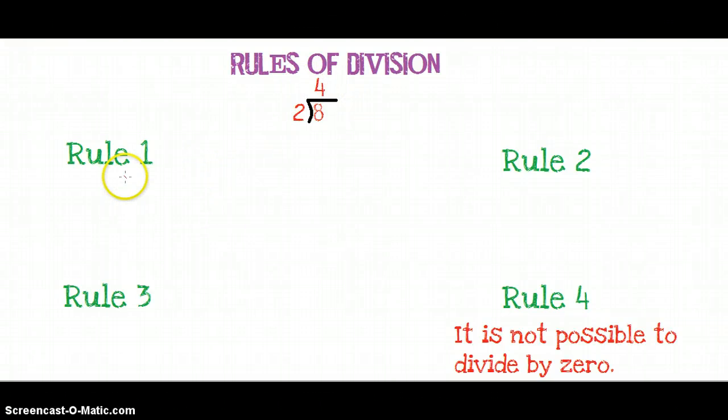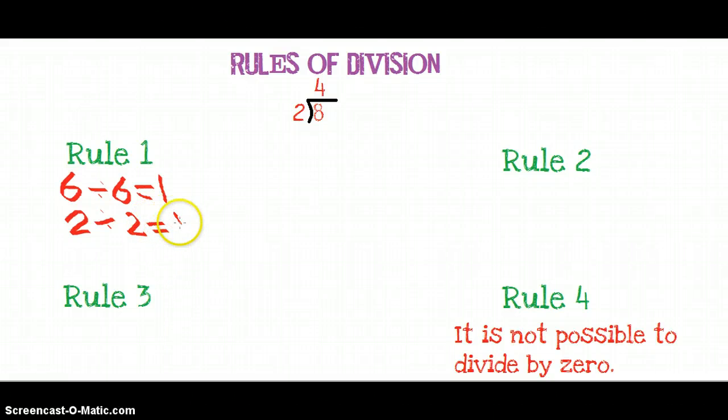So let's get started with Rule 1. Rule 1 says that if a number other than 0 is divided by itself, the quotient will be 1. So if I have a 6 and I'm dividing by itself, a 6, the answer is always going to equal 1. This works for any number. If I have 2 and I'm dividing it by itself, I'm dividing it by 2, my answer will be 1.